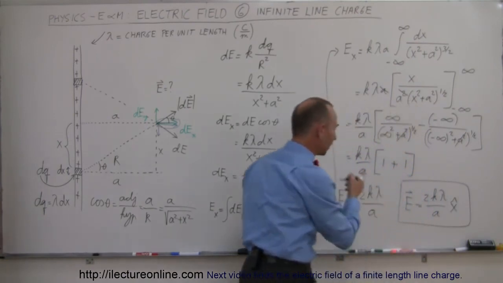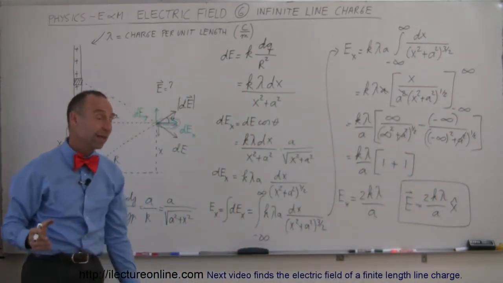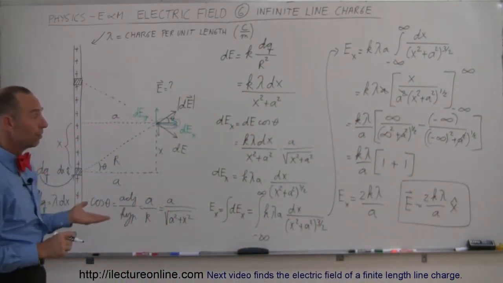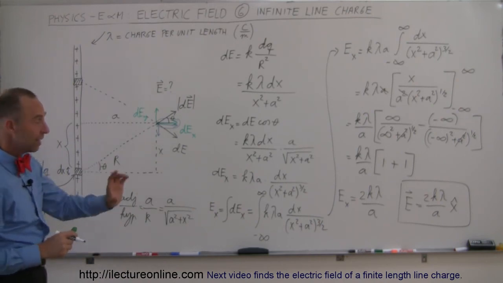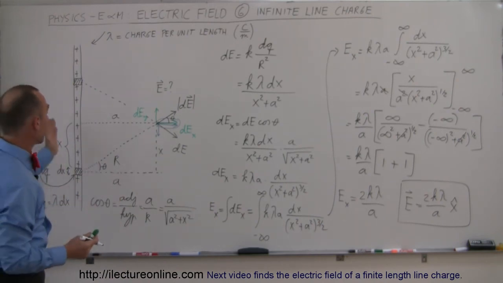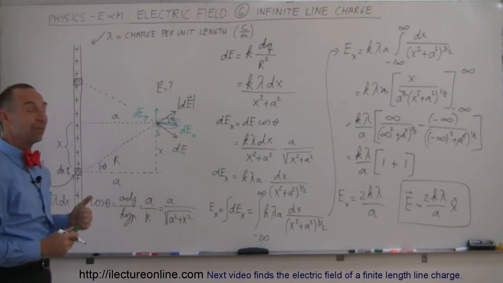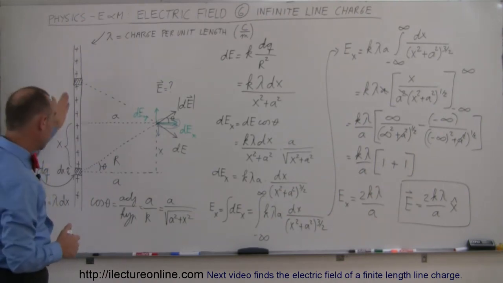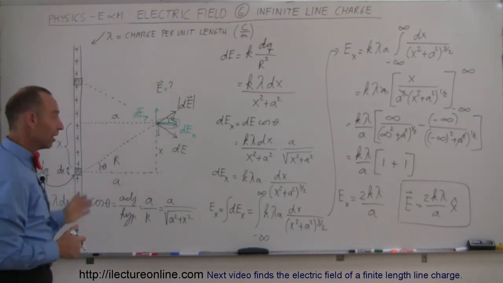So that would, in this particular case, look like that. The answer is fairly straightforward. It's simply twice the constant k times the linear charge density divided by the distance away from that line. And that's how you find the electric field of an infinite line of charge.